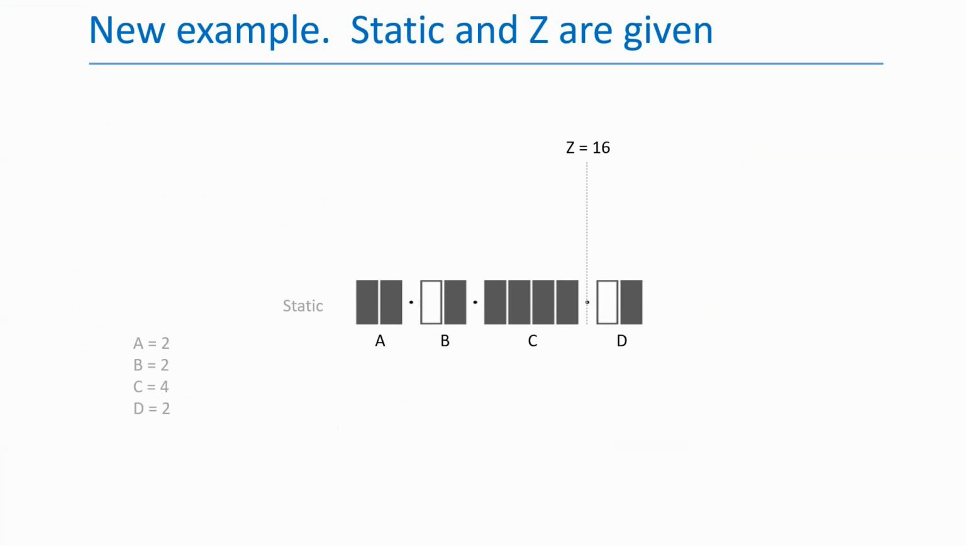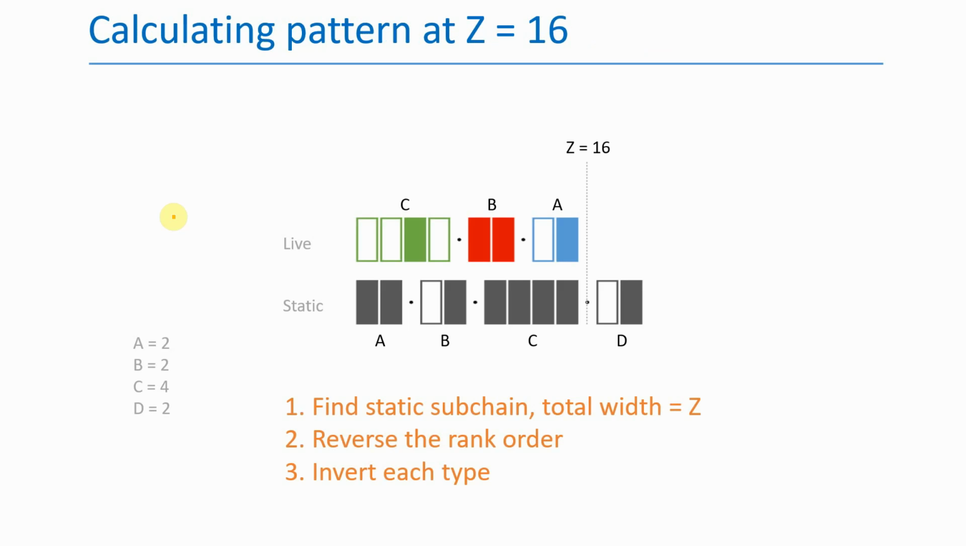Now that we've discussed how to calculate live, we'll move on to the next step, which is to combine the static and live in the source target grid. We'll illustrate by working through an example. Again, we start with the static parameters a, b, c, and d, which in this case are 2, 2, 4, and 2. We are also given z, which in this case is 16. The first 3 steps are to calculate the live at z equals 16, as we did earlier. We won't work through all the steps, we'll just show the result here.